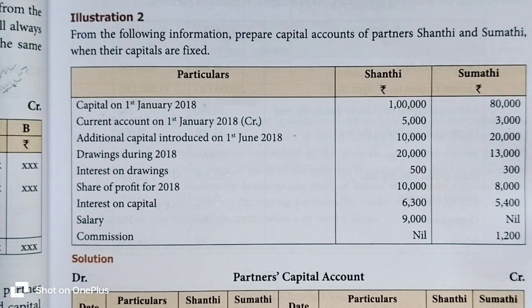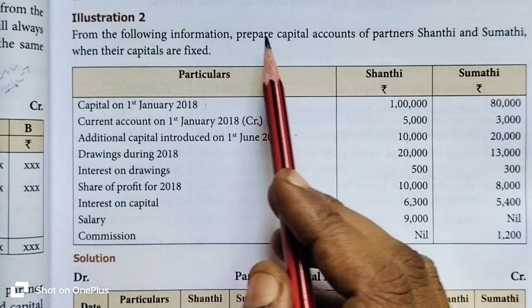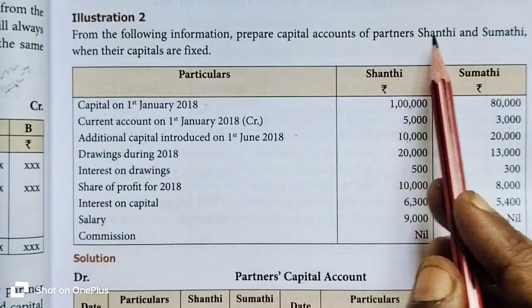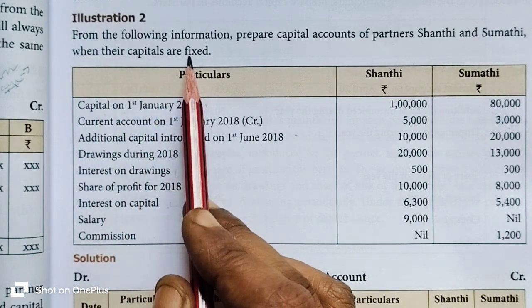Hi students, 12th Standard Accountancy, Chapter 3, Illustration 2. From the following information, prepare the capital accounts of partners Shanti and Sumati when their capitals are fixed.